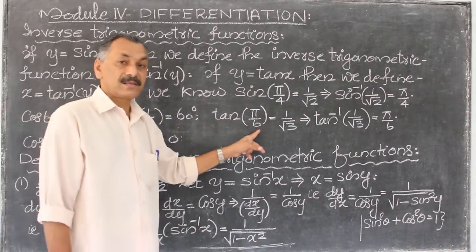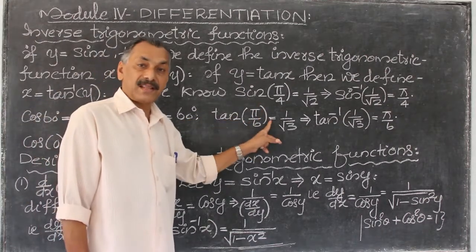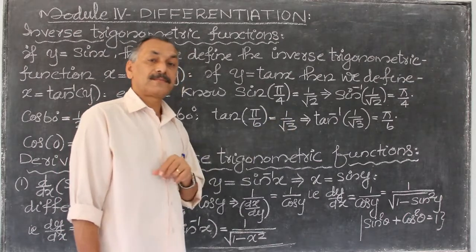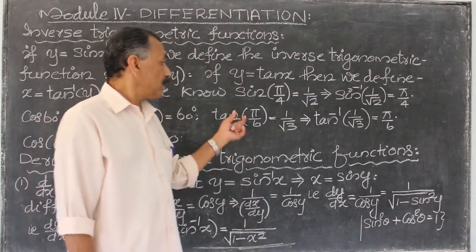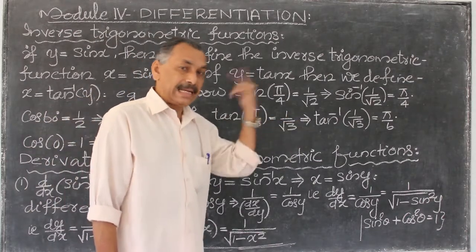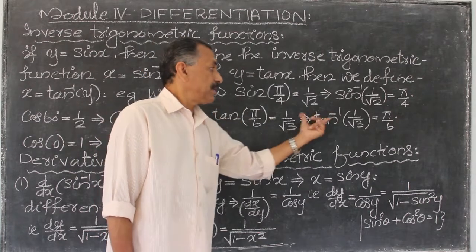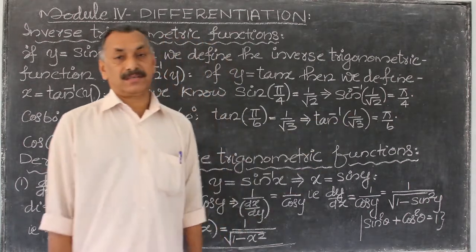Similarly, tan pi by 6. Tan pi by 6 means tan 30. Tan 30 is equal to 1 by root 3. For this value 1 by root 3, there is an angle. Tan inverse of 1 by root 3 is equal to pi by 6.